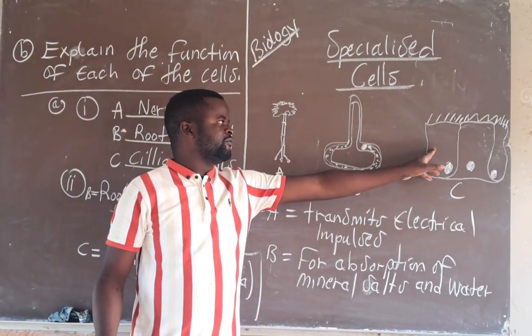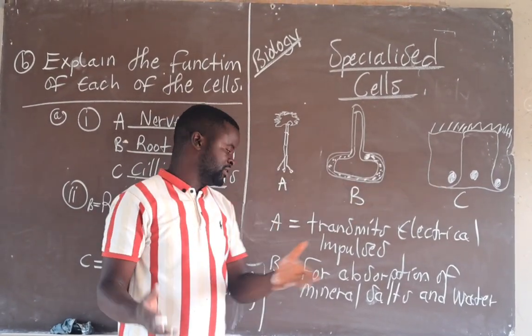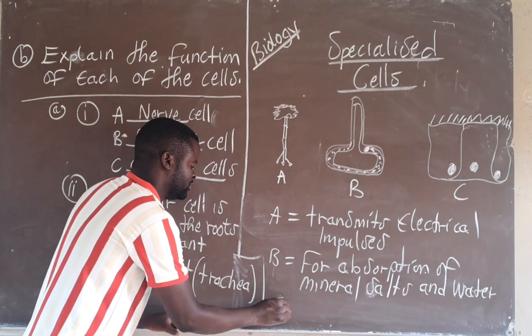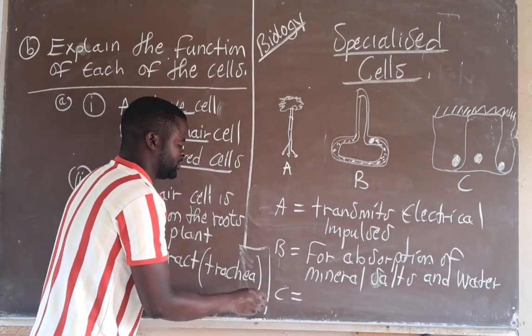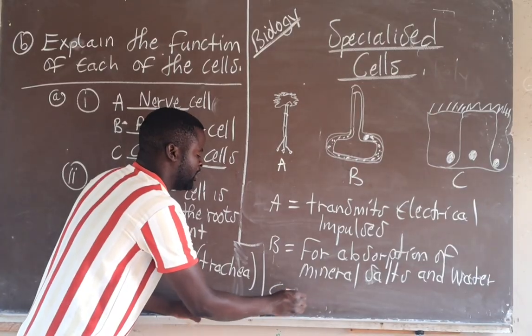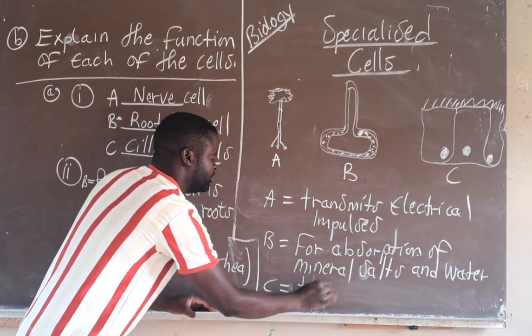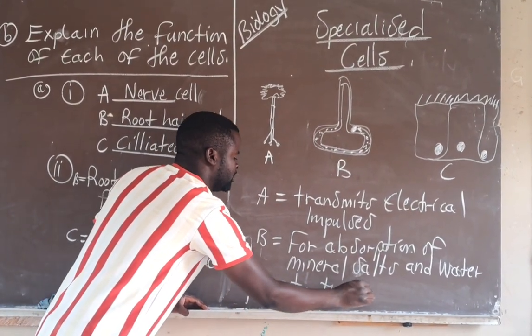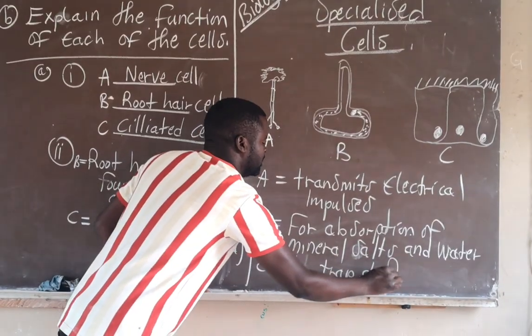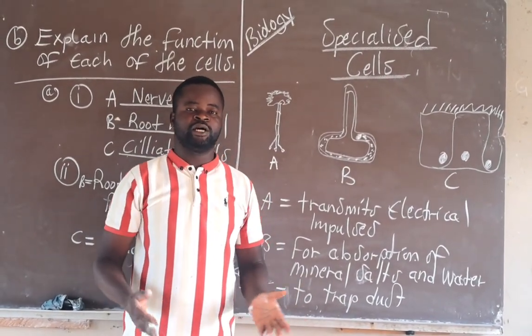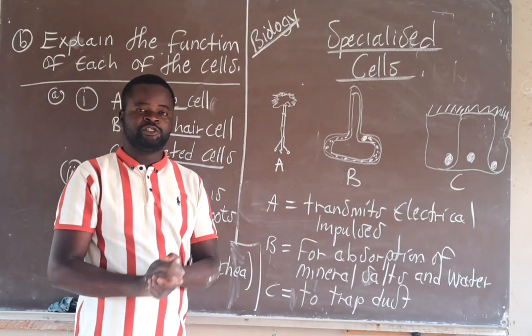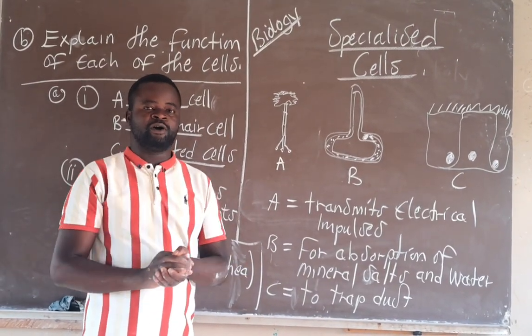Then what is the function of ciliated cells? Ciliated cells are there to help clean the respiratory tract. They trap dust so that it can be removed in the form of mucus. By doing so, we have responded to this part of our question in biology.